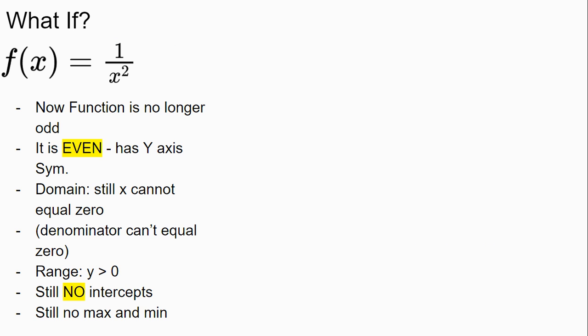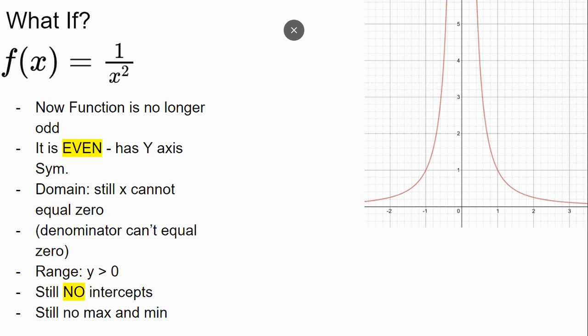Okay, so for our what-if problem, we did f of x is 1 over x squared. So now the function is not odd, it's even, with y-axis symmetry, because when you square a number, it cannot equal a negative number.